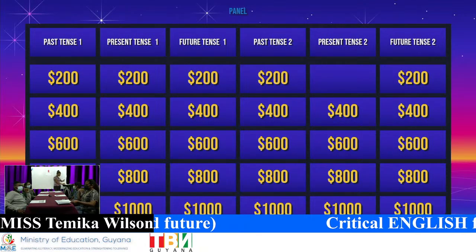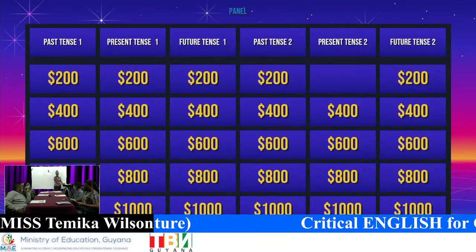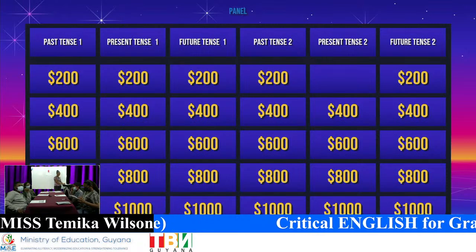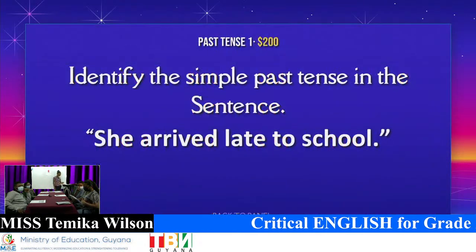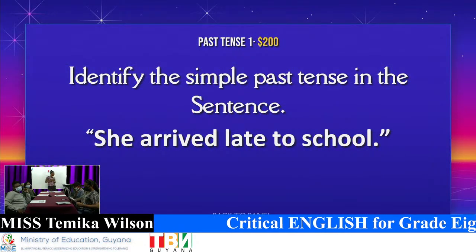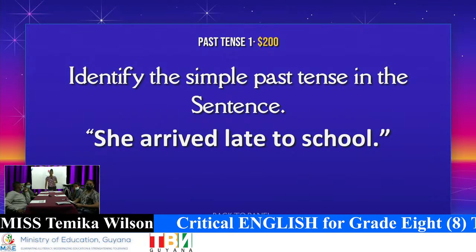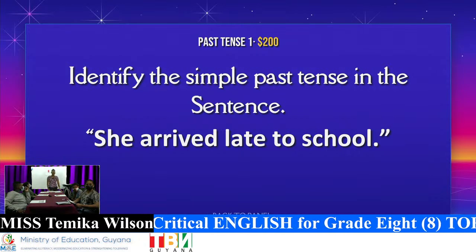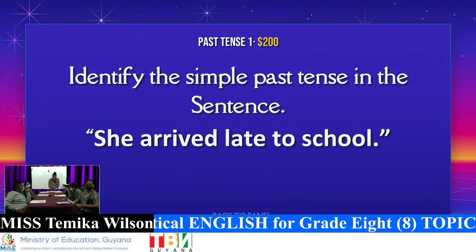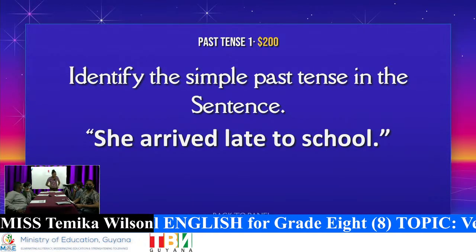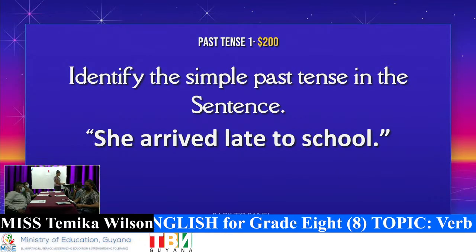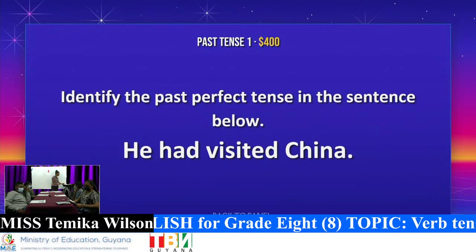What are we going for? Past tense 200. Identify the simple past tense in the sentence. She arrived late to school. Arrived. Perfect. So they get 200 more. So they're at 400.